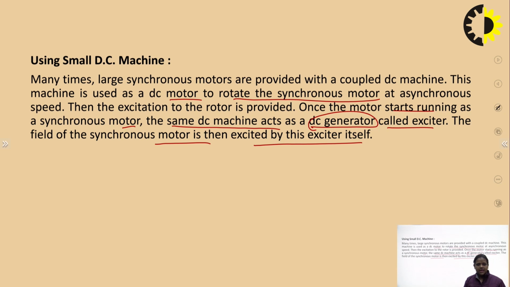Now, as the rotor is locked with the stator magnetic field, no more DC motor is required. So, the same DC machine can now be used as a DC generator for providing the excitation to the rotor field winding, right.